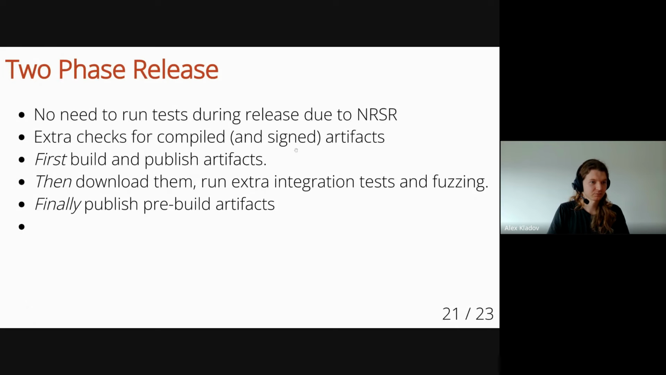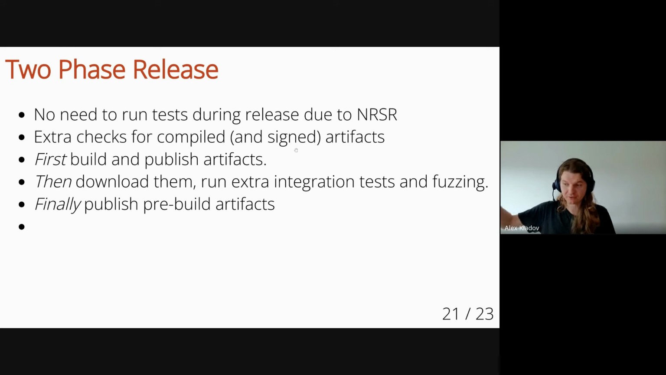What else do we have here? Yeah, two-phase release. Finally, this is something we have planned but haven't yet implemented fully. The idea here is to extend the not rocket science rule to release as well. The not rocket science rule basically enforces predicates about your code base. And if you have it, that means you actually don't need to run tests during your release process, because you release from the main branch. And for the main branch, you have this invariant that it passes the tests. So you don't need to rerun the tests.